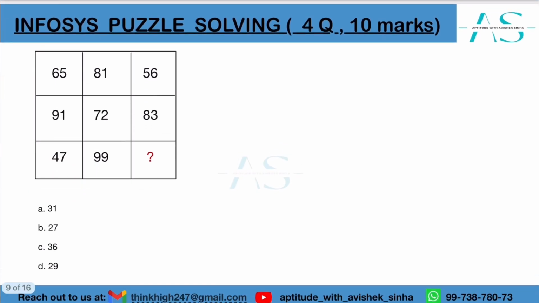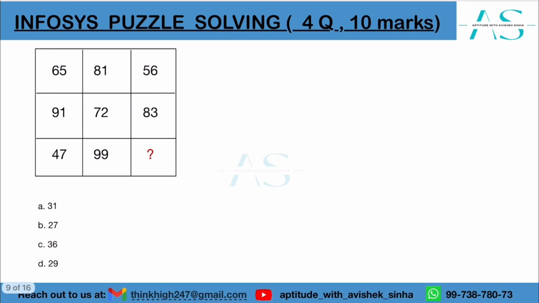Next one, give it a try. You know the drill, pause the video and give it a try. Then we can talk about this. Okay. So we have these numbers moving row wise. Do we have a pattern? Let's see. Okay. 65 and 53, 56, then 91 and 83.